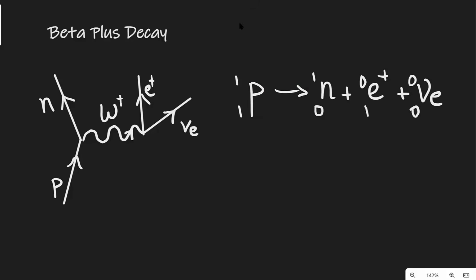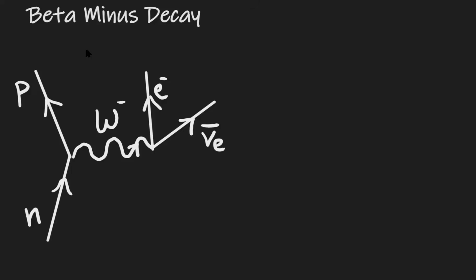For instance, the overall charge on the left-hand side is 1. The neutron has no charge. However, the positron has a positive charge and the neutrino has no charge. So all the numbers on the left and on the right, top and bottom, are fully balanced. And here is beta minus decay. A neutron can turn into a proton with the release of a W minus boson, which will then turn into an electron and an anti-neutrino pair.